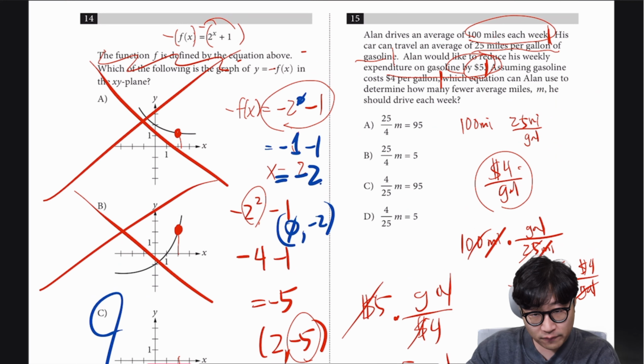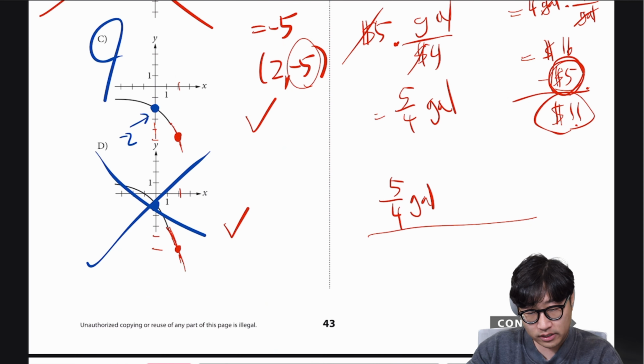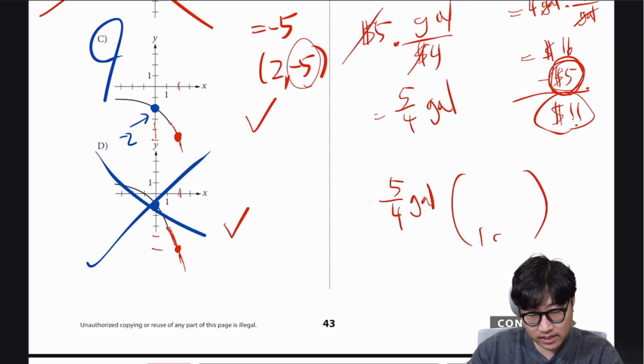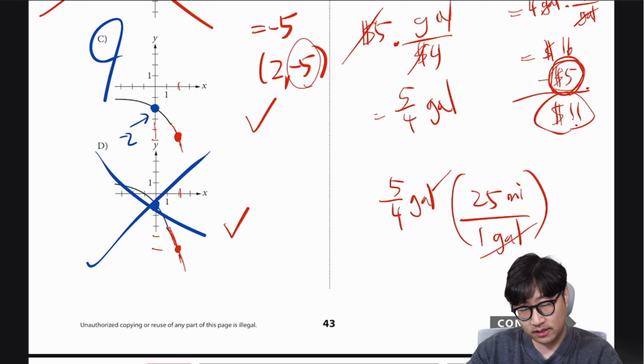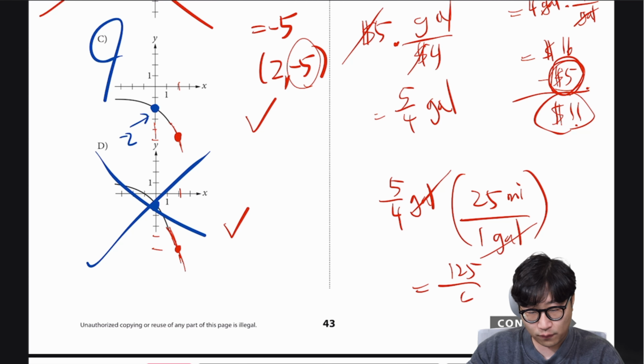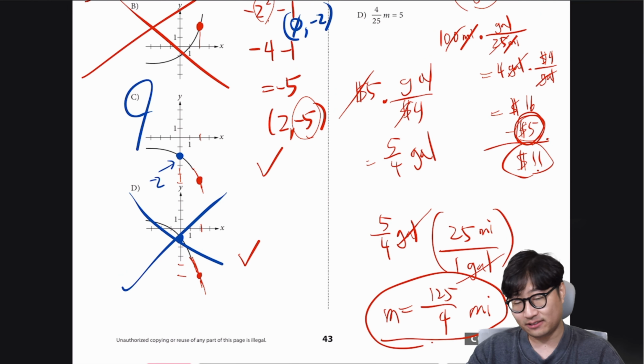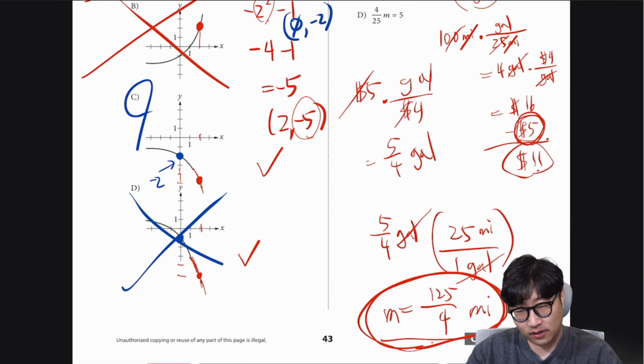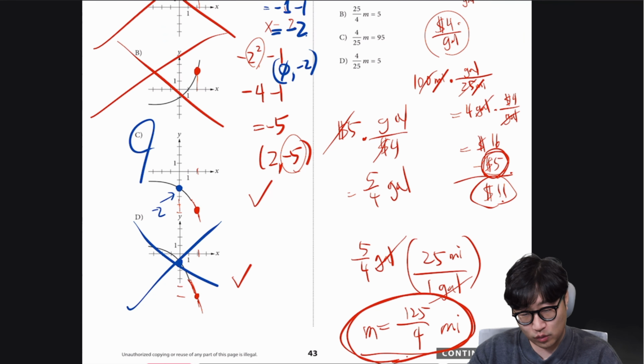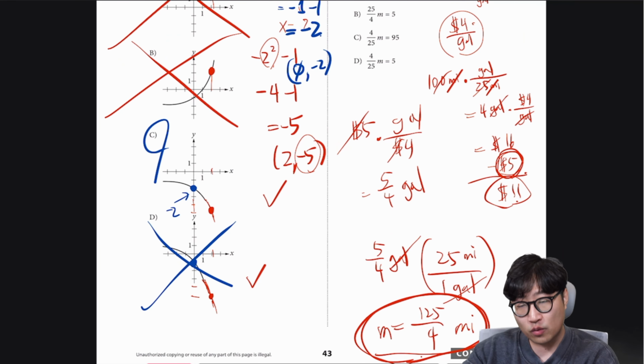So we have 25 miles per gallon. So what we can say is, well, 1 gallon is 25 miles, right? So if you just cancel the gallons, then there you have it. I'm going to have, well, 125 over 4 miles, and that is the number of miles that he should drive less, right? So now that we have the M value, you just got to plug it into one of these answer choices to see whichever one works, right?